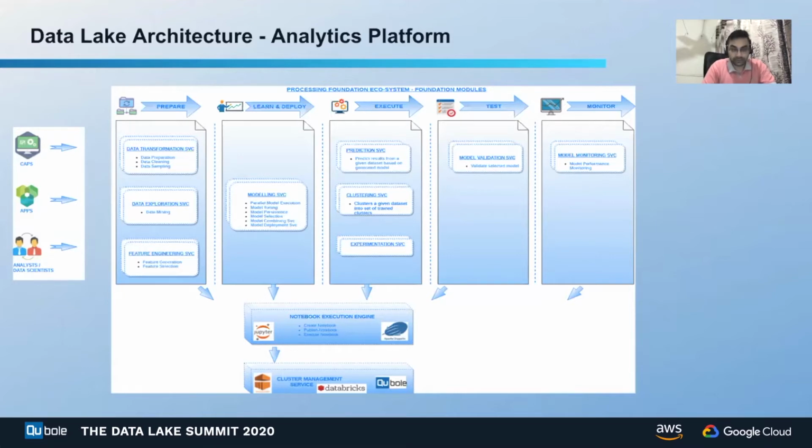So we have something called cluster management service. This service is an abstraction on top of all of these providers to have an ability to launch the clusters. So basically, an abstracted cluster management service for the users to use.